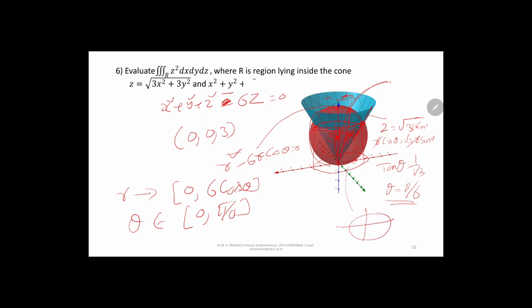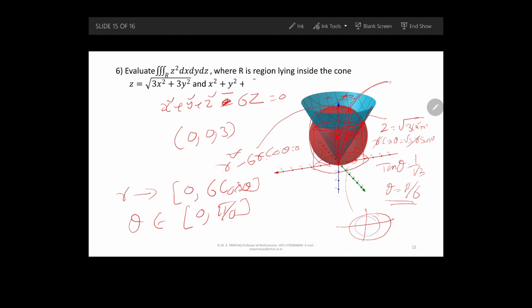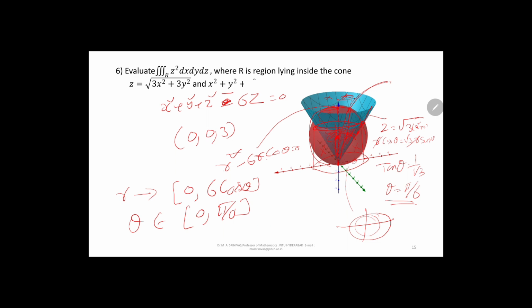What circle, I don't require, because I don't require the range, only the angle we require. That is the beauty, that is the advantage of this method. And therefore, for phi, I'm not interested in what that radius and circle is. Only the circular region, that idea is enough for me. Phi varies from 0 to 2 pi. So these are the limits for r, theta, and phi.